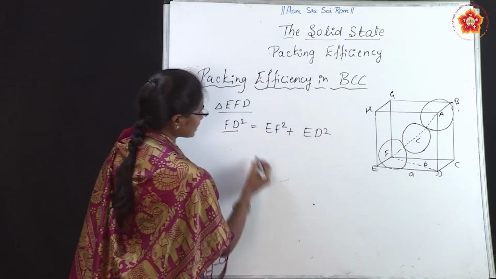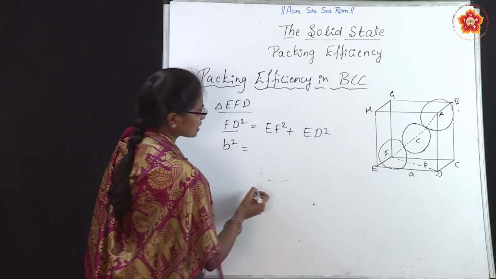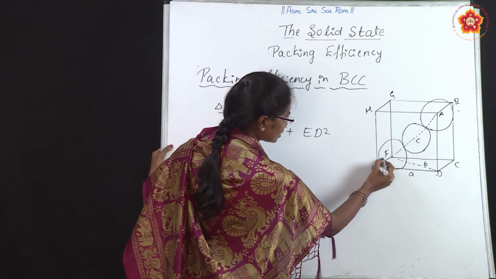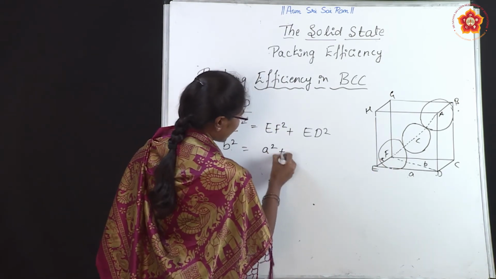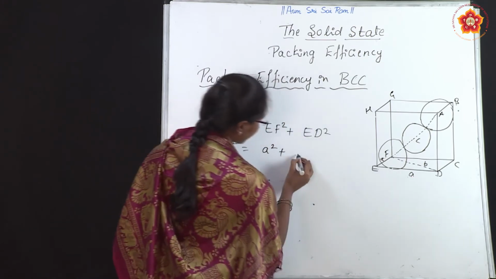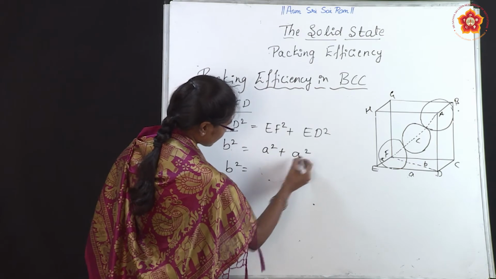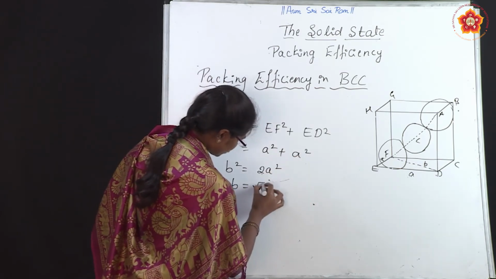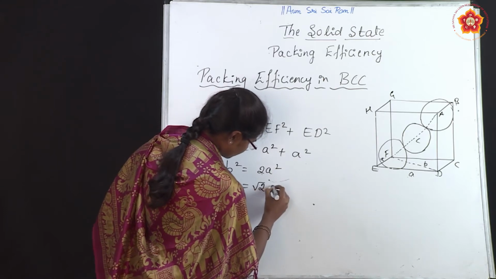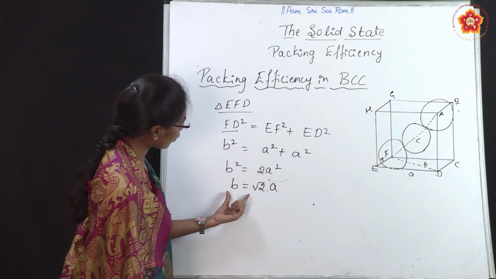So now FD square, FD value is B square. Okay, B square, and EF value is edge length, which will always be A here. So edge length is A square, and ED is also A. So A square. So now B square is equal to A square plus A square is 2A square, and B is equal to root of 2 into A. Okay. So this value we got for the B.